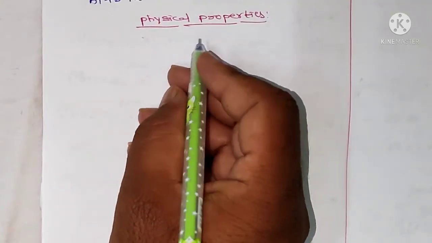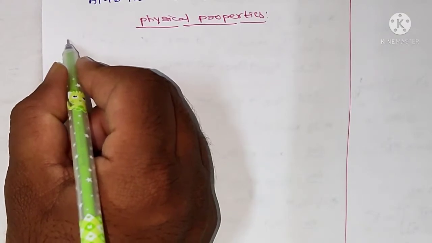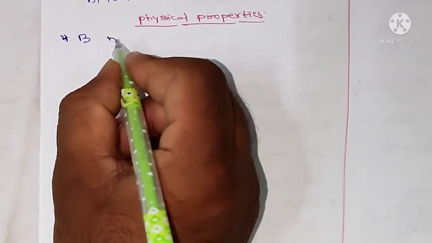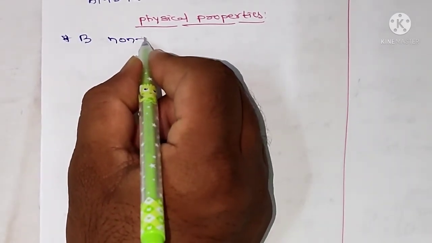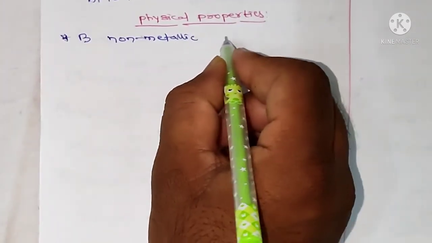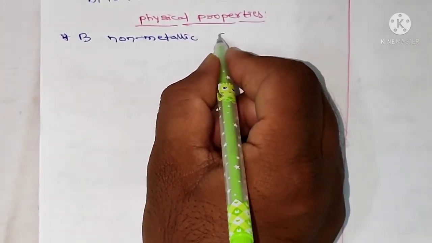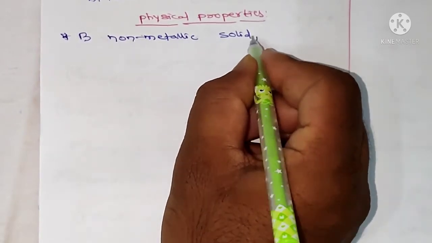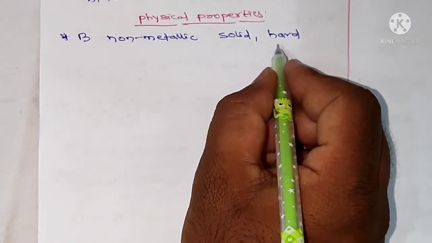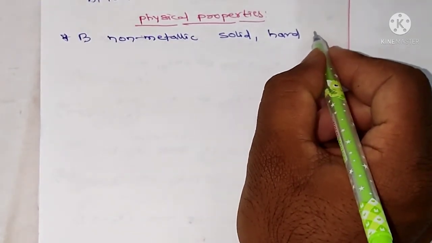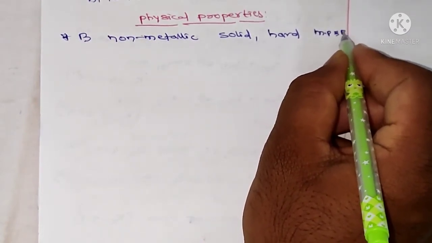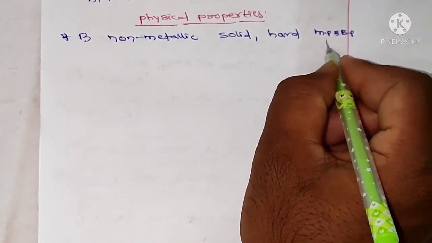Next, physical properties of the 13th or third A group elements. Boron is non-metallic in nature. It is a black colored solid, and it is very hard. It has high melting and boiling points.